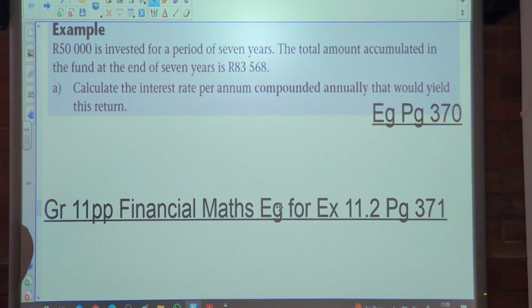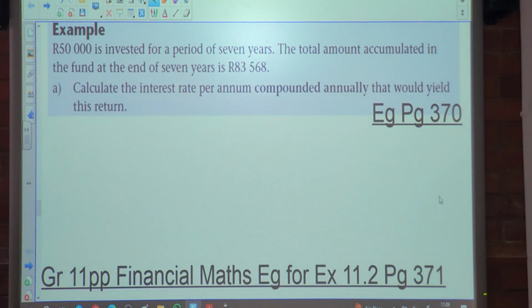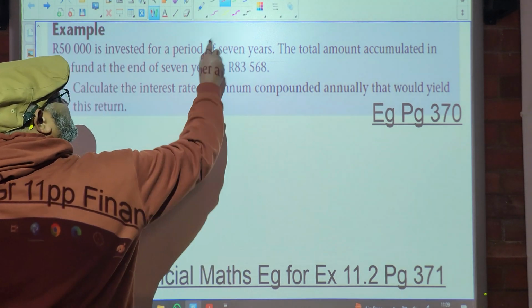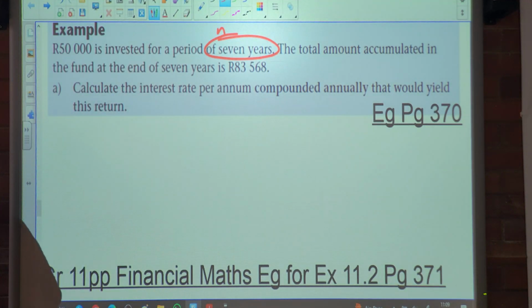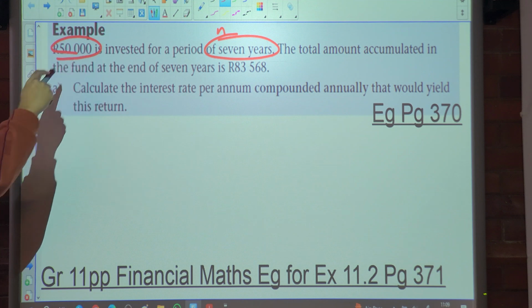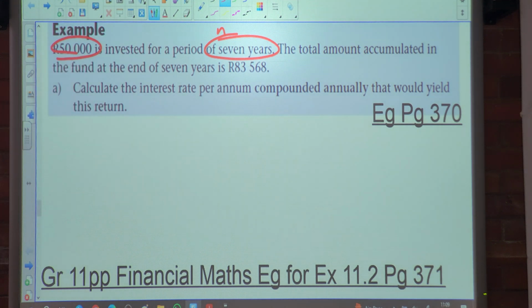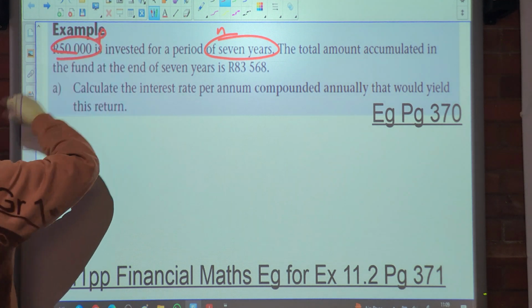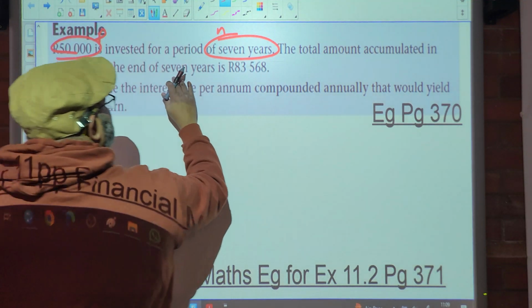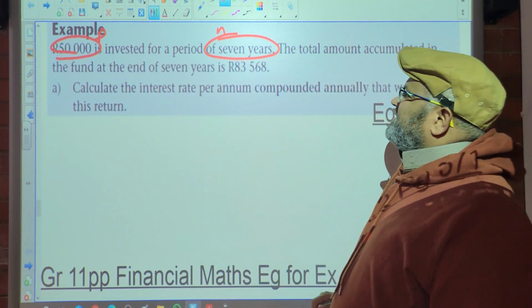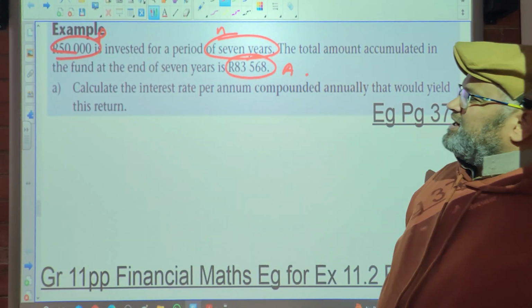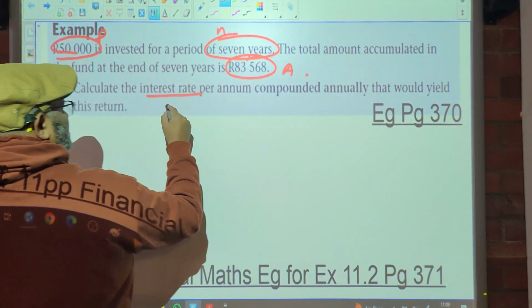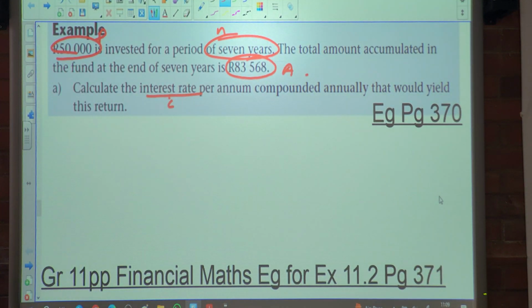Right, people. First example. We are told 50,000 rand is invested for a period of 7 years. So what is 7? N, number of years. The 50,000 rand is invested. What value is that? Your P, your principal, your original amount. The fund at the end of 7 years is 83,568 rand. What value is this? A. Calculate the interest rate, so it's R, but in the formula it's I.